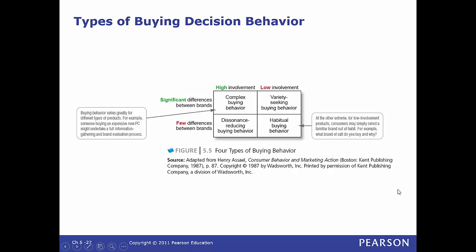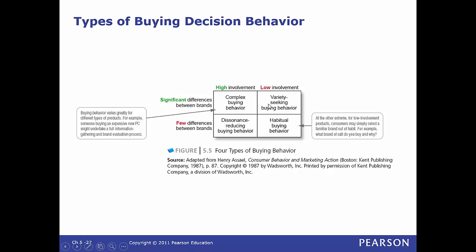So here, as you can see in this figure, we have high involvement here and low involvement here in the horizontal dimension. In the vertical dimension, we have significant differences between the brands, and also few differences between brands. Now we can see different types of buying behavior and categorize them into 4 major types. The first type is what we call complex buying behavior.